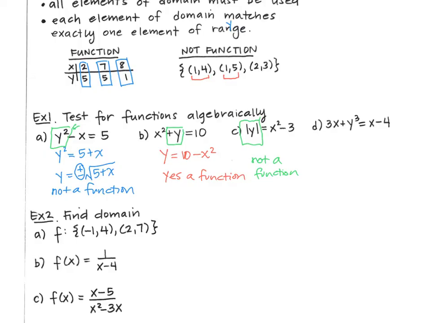Okay, and then for the last one here, I'm only going to look at the y term. So in this case, y to the third. And then I want to think about if I had y to the third equals something and I solved it, would I get one y value or would I get two y values? Y to the third equals 8, I only get y equals 2. Y to the third equals negative 8, I only get y equals negative 2. A y to the third equation only produces one y value. So this is going to be a function because it produces one unique y value for each x value I input.